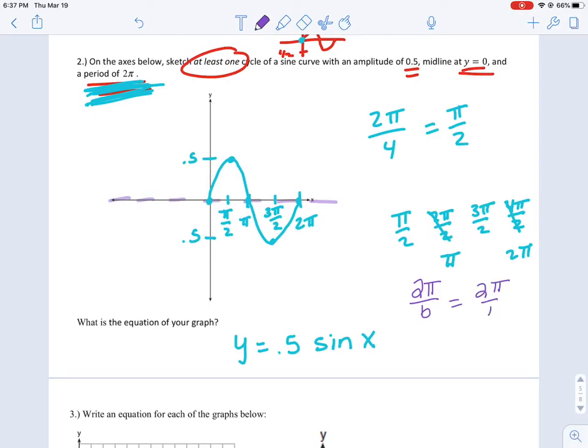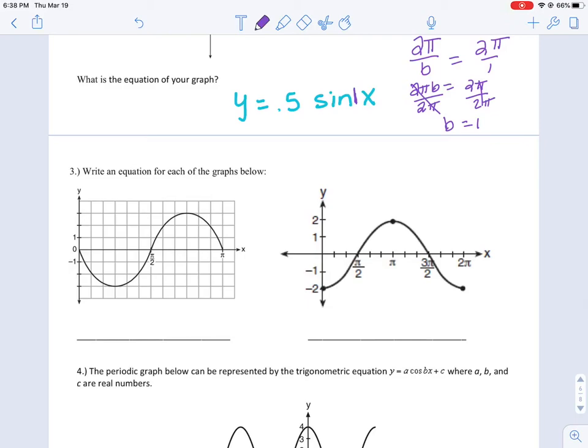If I cross multiply and solve this, I have 2 pi b equals 2 pi. When I divide by 2 pi, these cancel out, and I get b equals 1. So that is why there really is a 1 here. All right, let's explore 3 and 4 also.